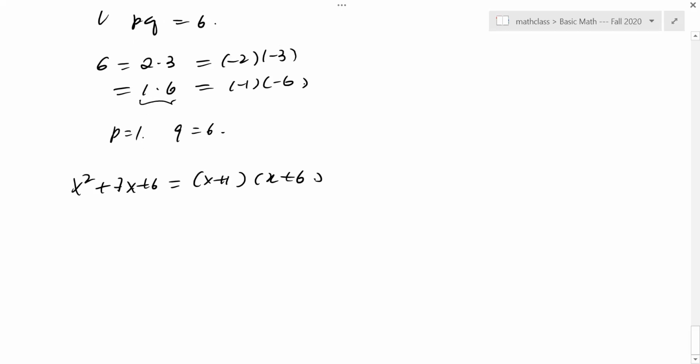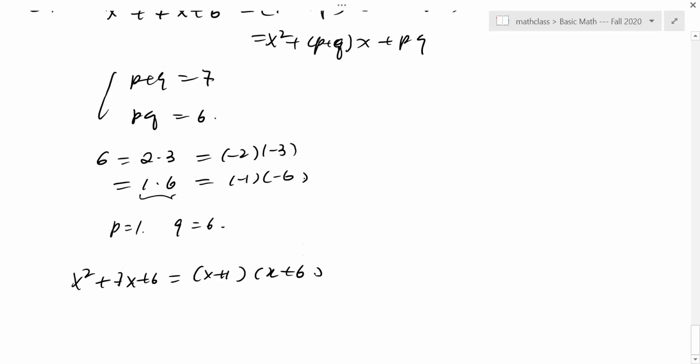But I guess in trying, you look at the product, 6. It can be expressed as the product of several constants, several integers.